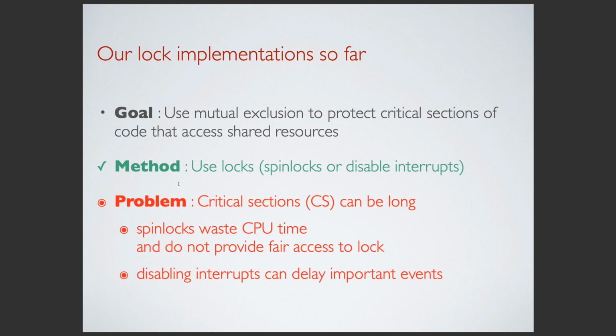So what's our lock implementation so far? We have two ideas, okay? Either spin locks or disable interrupts. They work, but they have drawbacks. What's a drawback? Spin locks waste CPU time and it's not fair. Disable interrupt is not good. It's going to delay events, especially if the critical section is long. So what's the best approach?